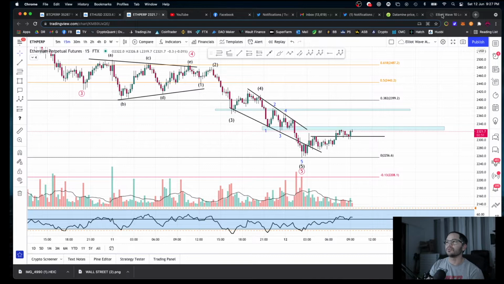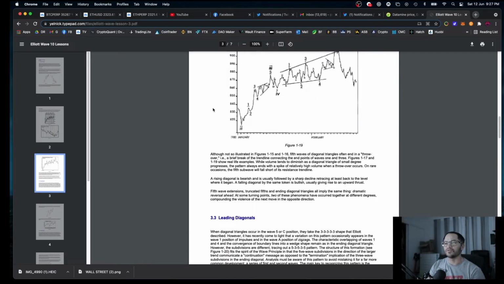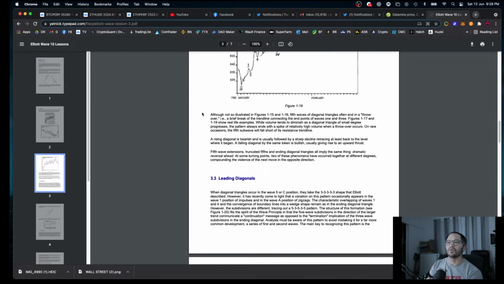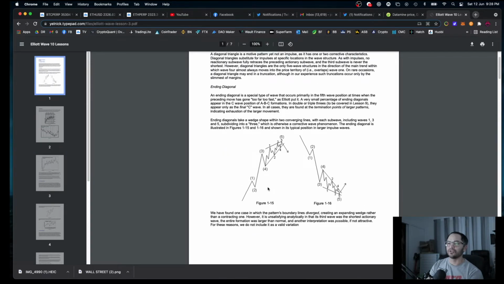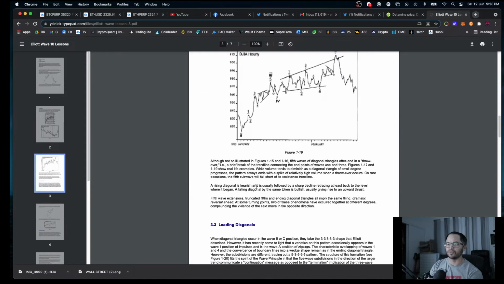I'm just going to bring up this from the Elliott Wave Principle by Frost and Prechter. It's one of the most famous books on Elliott wave theory. "Although not so illustrated in figures 115 and 116, fifth waves of diagonal triangles often end in a throwover." Okay, so that's what we're talking about there. These are the typical drawings that you see. They don't show the throwover, but it does quite often occur.